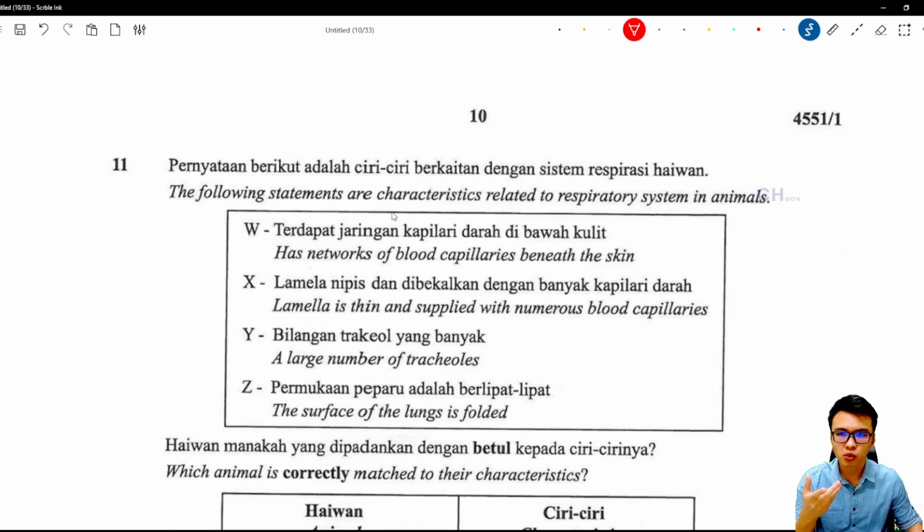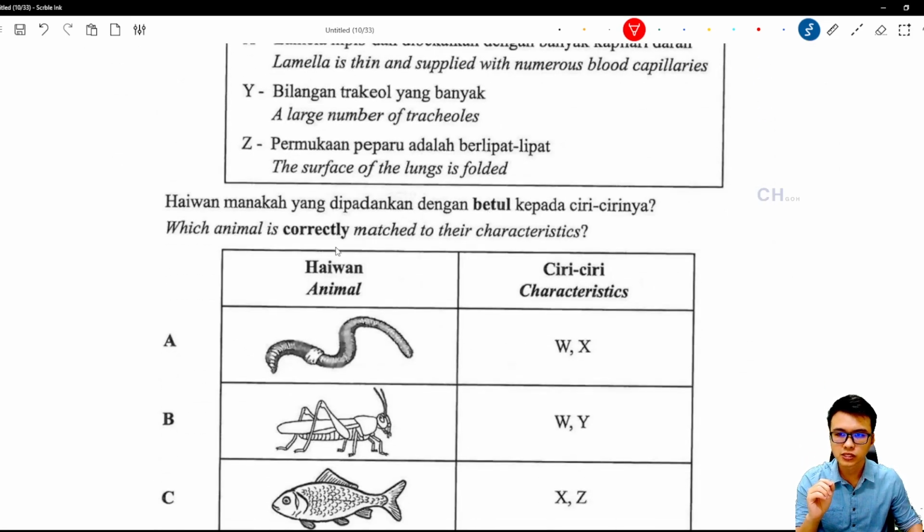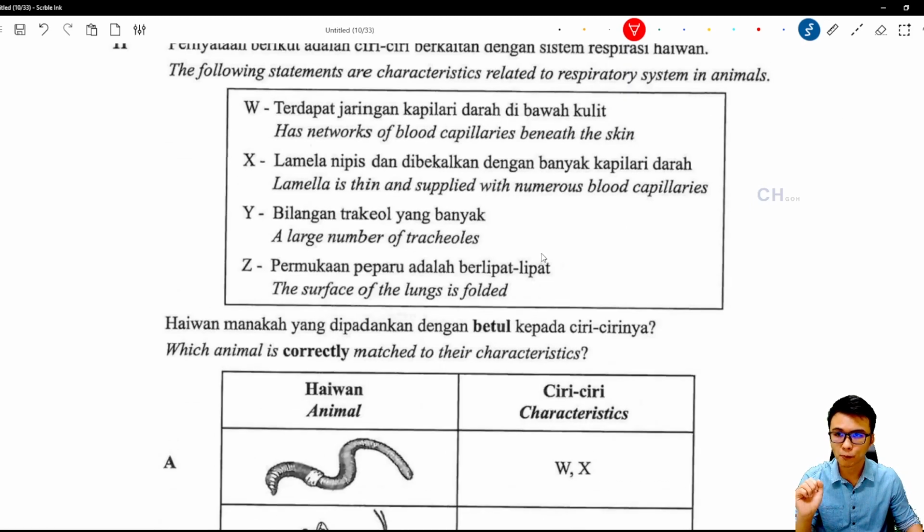Question 11. The following statements are the characteristics related to the respiratory system in the animals. Which animals is correctly matched to their characteristic? For this kind of question, we need to look at this one by one.